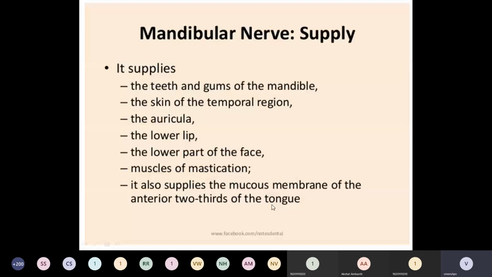So explain the mandibular nerve and its course, then explain each branch in detail. That is the anterior division and its branches, the posterior division, auriculotemporal, inferior alveolar and lingual nerve. So this is much about the mandibular nerve. Applied anatomy I will tell at the end.